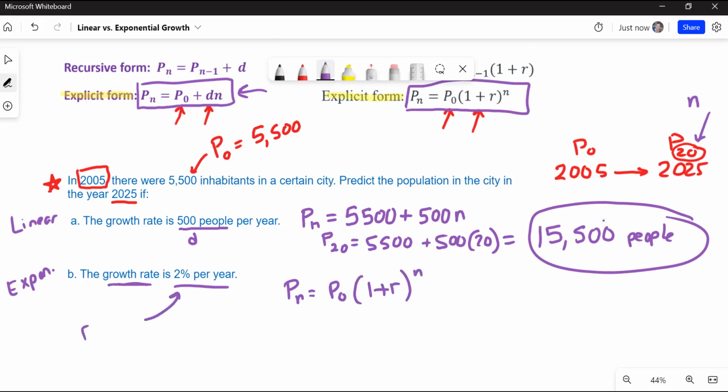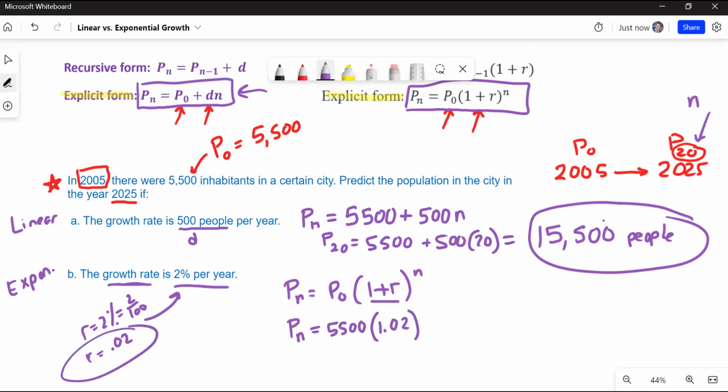Now, don't forget that if r is 2%, that means 2 out of 100. We can convert that always to a decimal by taking the number, in this case 2, dividing by 100, and we'll get 0.02. So when we plug into our formula, we're going to get p sub n equals p naught, 5,500, times 1 plus r. If r is 0.02, we're going to get 1.02 to the nth power. Now, let's go ahead and find p sub 20 by plugging in 20 for n. So definitely need a scientific calculator here. All right, so we have 5,500 times 1.02 raised to the 20th power.